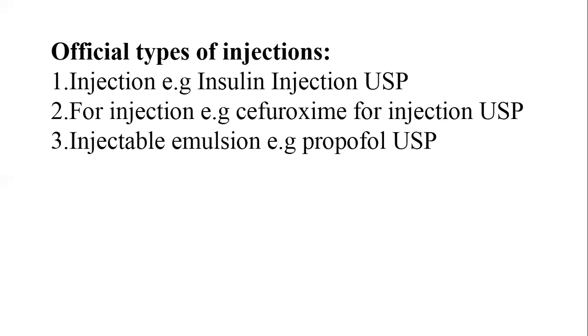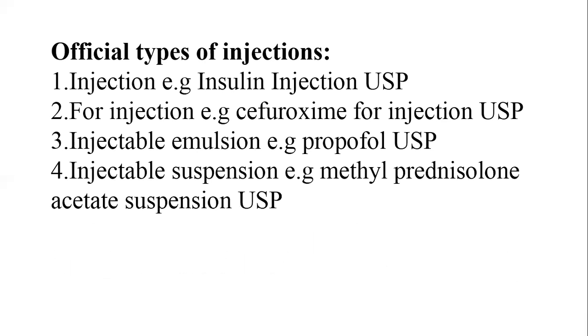Third type is injectable emulsion. Injectable emulsion is liquid preparation of a drug substance dissolved or dispersed in a suitable emulsion medium. Example, propofol USP. Injectable suspension is a liquid preparation of solid suspended in a suitable liquid medium. Example, methylprednisolone acetate suspension USP.